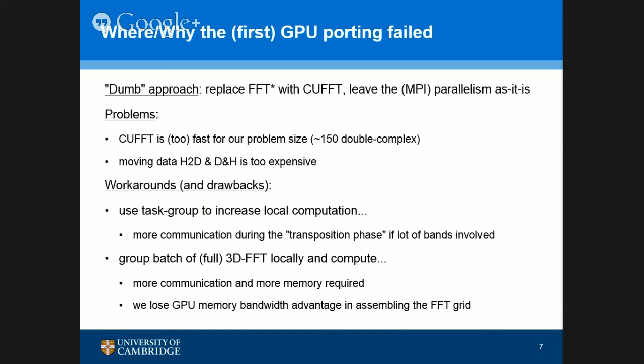Or we can also think about that. 1D is too fast, 2D is still too fast. Why don't we group an entire 3D-FFT and batch it? The problem is that, still without touching that distribution, not only do we have more computation, so potentially more speedup, but you still have to do more computation.